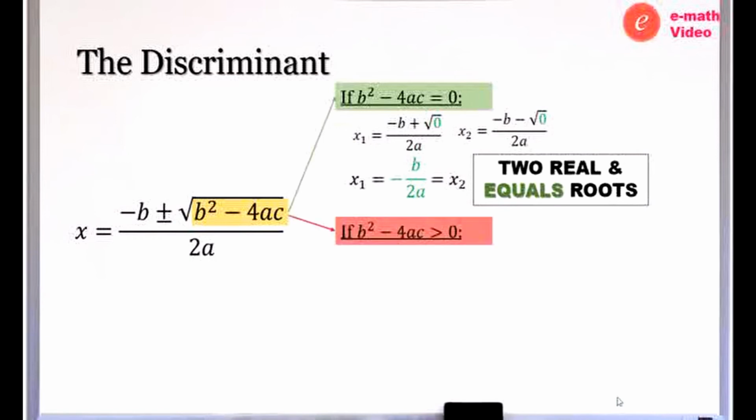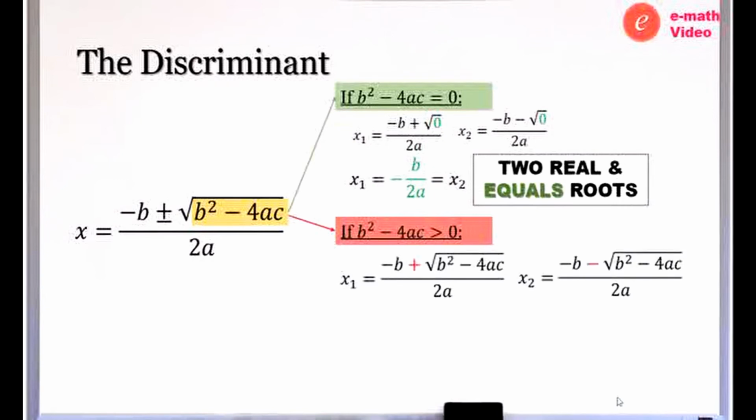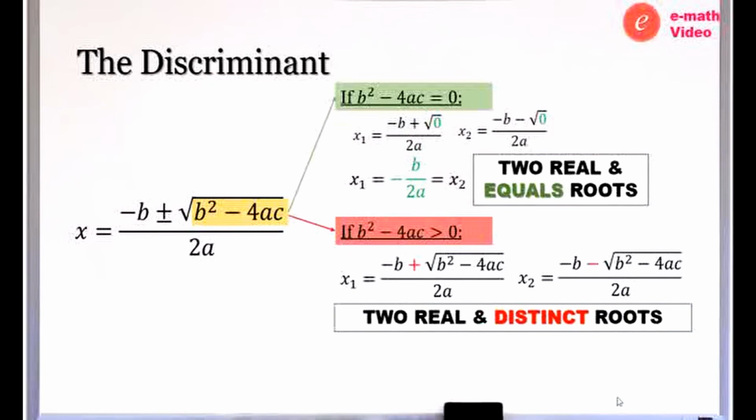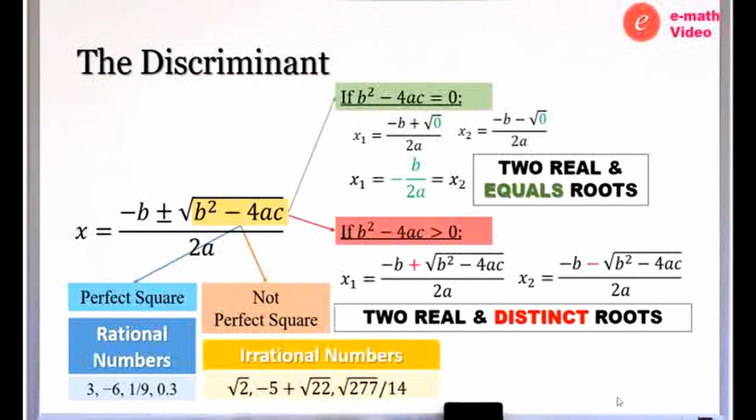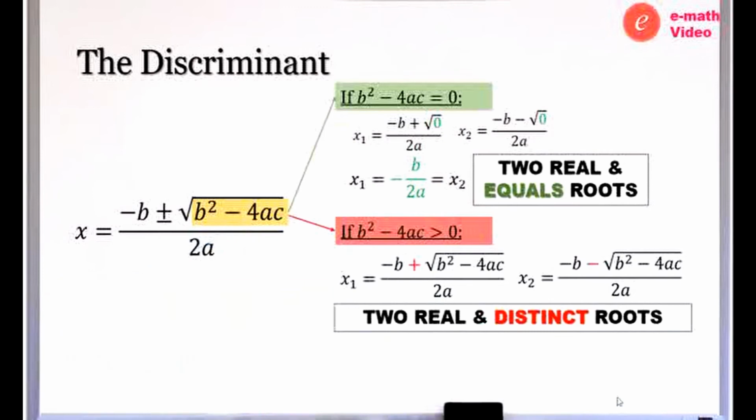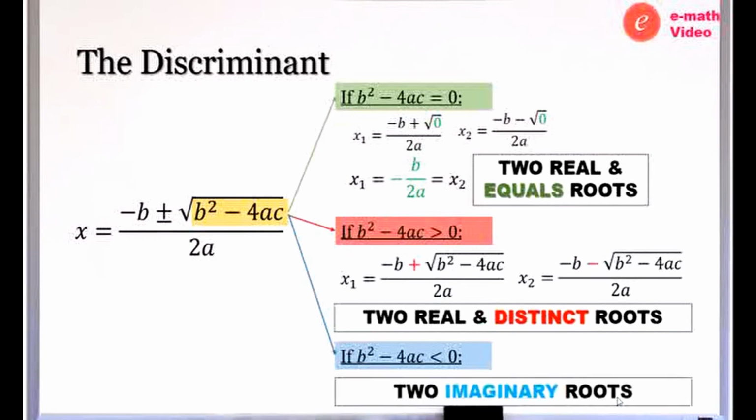If b squared minus 4ac is a positive number, the square root of it is defined, so we will end up with 2 different solutions. That's why it is 2 real and distinct roots. If b squared minus 4ac is a perfect square, then you will get nice rational number solutions. If it is not, then you will end up with irrational number solutions. Finally, if b squared minus 4ac is a negative number, like the negative 59 earlier on, we will have no real number solution, but we do have imaginary number solutions.